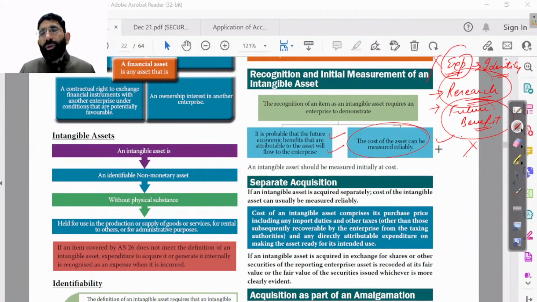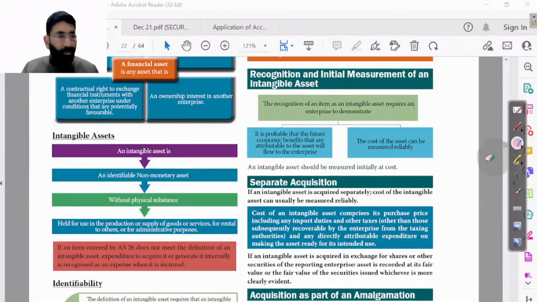We can enter it in the books of accounts only and only if, first of all, whatever expenses are incurred for development of that particular intangible asset can be recognized. And second thing, it is assured that we will get economic benefits from that particular intangible asset. If economic benefits are not confirmed, then we cannot enter it in our books of accounts, beta.